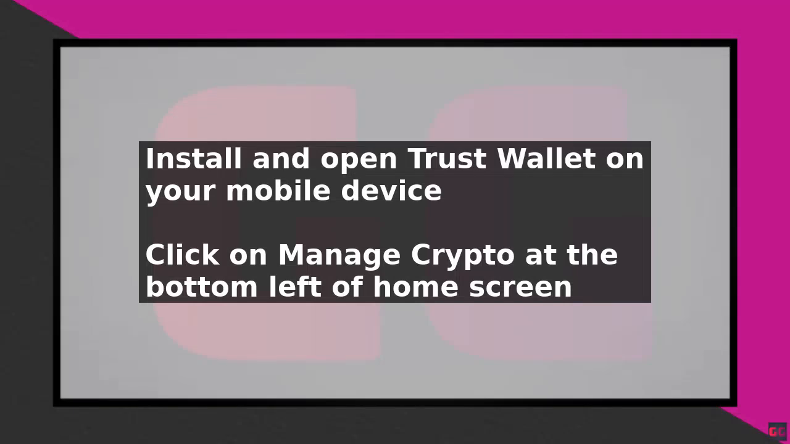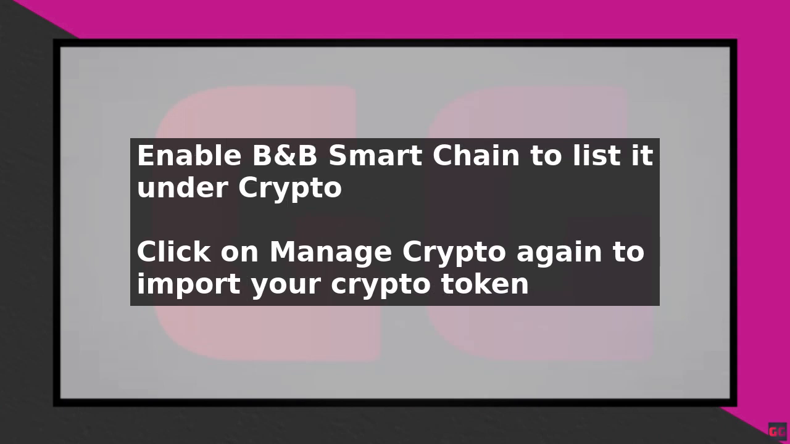To add an Atok address to Trust Wallet, you'll need an Atok account and the Trust Wallet app on your mobile device. First, install and open Trust Wallet. Then click on Manage Crypto at the bottom left of the home screen. From there, find and select BNB Smart Chain to enable it. Once enabled, you'll see it listed under Crypto.